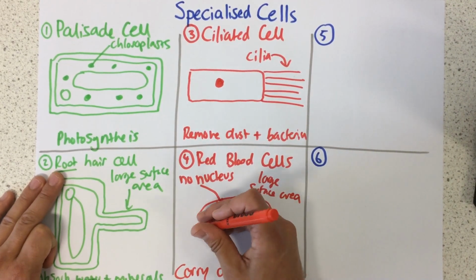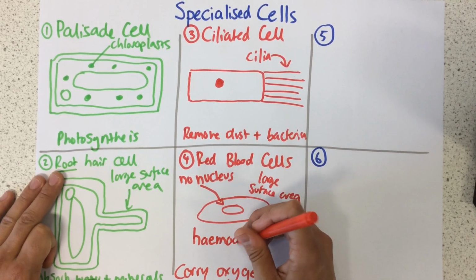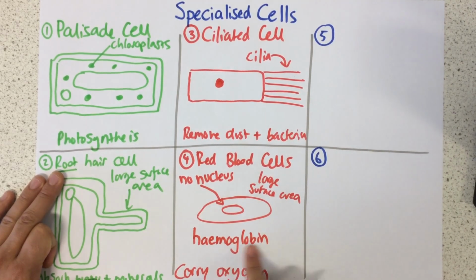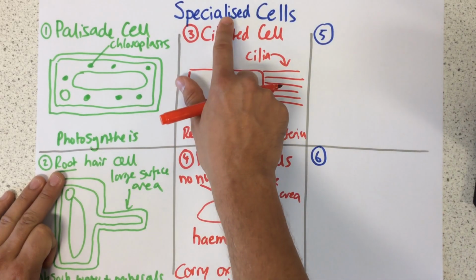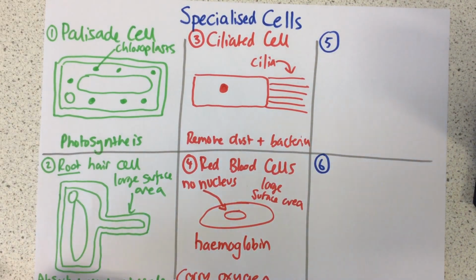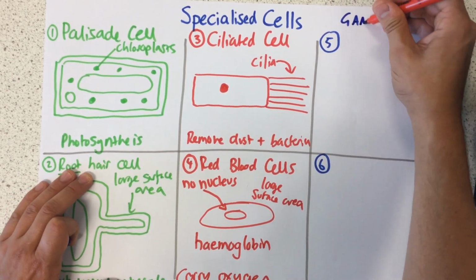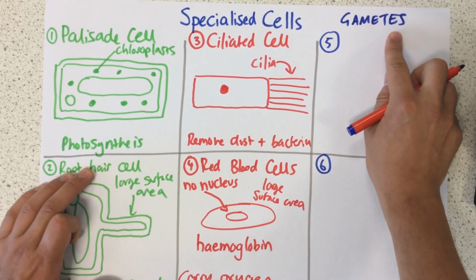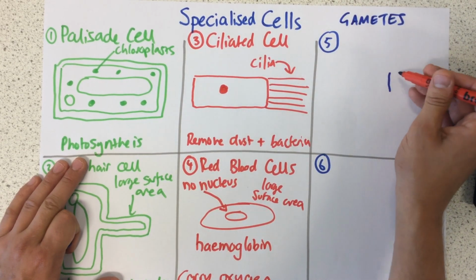The oxygen binds to this particular thing within the red blood cell called hemoglobin. So hemoglobin is just something within the red blood cell that the oxygen combines to. Again, it's a specialised cell because it has a special particular job of carrying oxygen. Okay, the next 2 we're going to look at are types of cells called gametes. That just means sex cells. So these are the two types of cell involved in fertilisation.